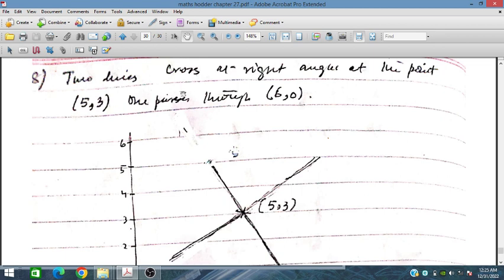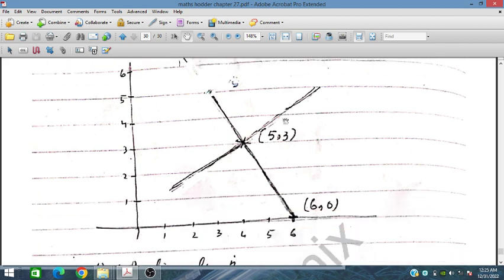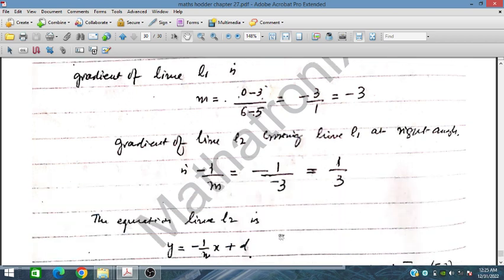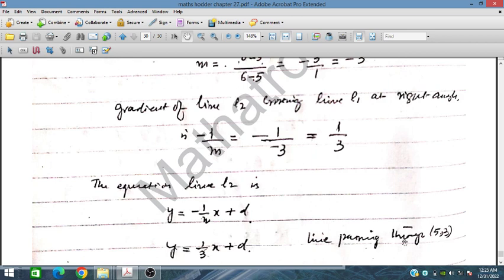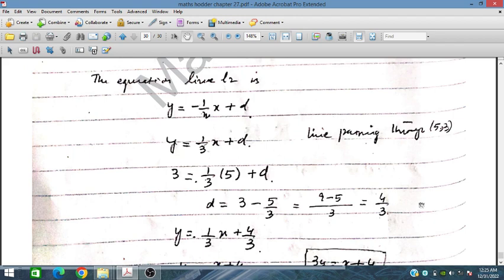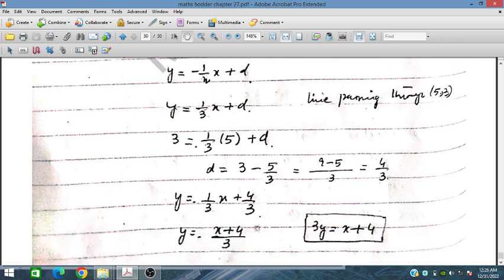In this question, the two lines cross at right angles to each other at this point, and one passes through (6, 0). The gradient of the line L1 is minus 3, and the gradient of the line L2, at right angles to it, is 1 over 3. So the equation of line L2 is y equals 1 over 3 x plus d, and the line passes through (5, 3). So the d value is obtained, and y equals this equation.